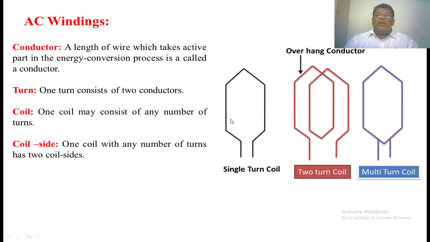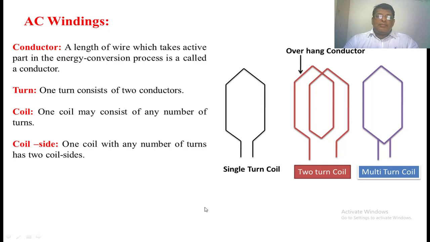Turn. One turn consists of two conductors. This is the one turn. This is one conductor. This is another conductor. These two conductors are electrically connected by the overhanging conductor. No voltage is induced in the overhanging conductor. It simply makes the electrical connection between these two conductors.